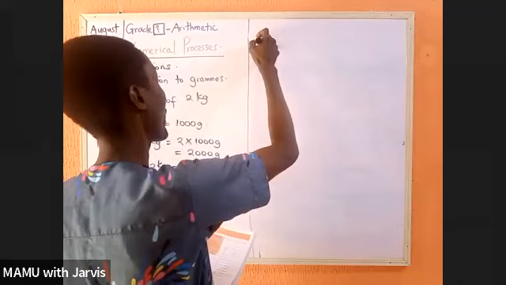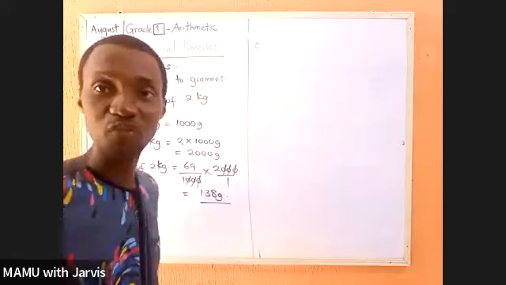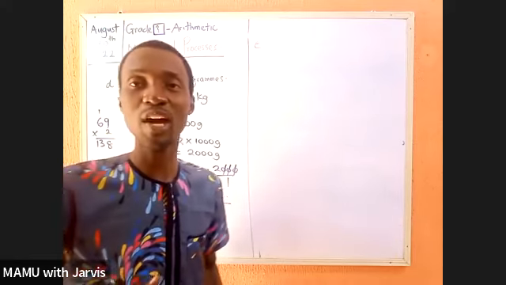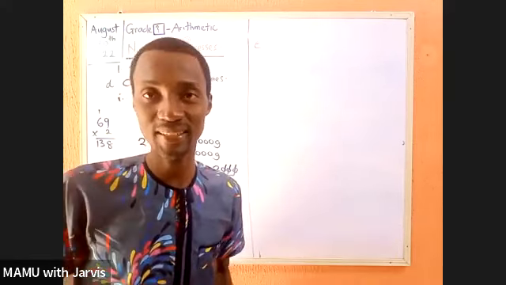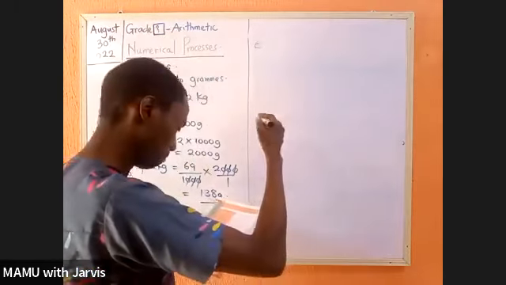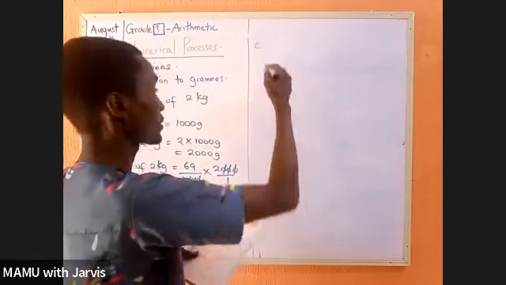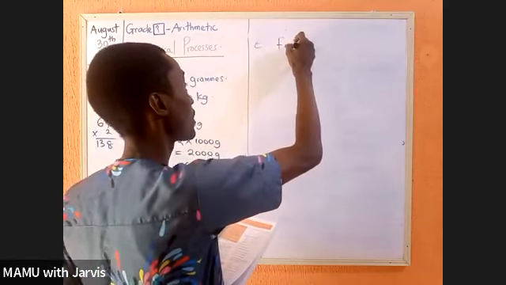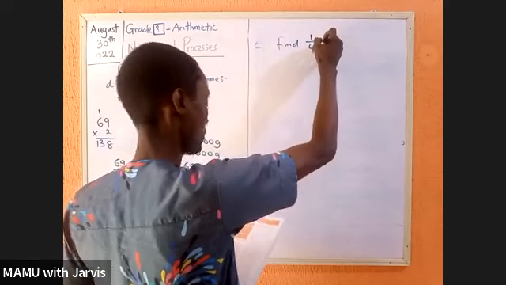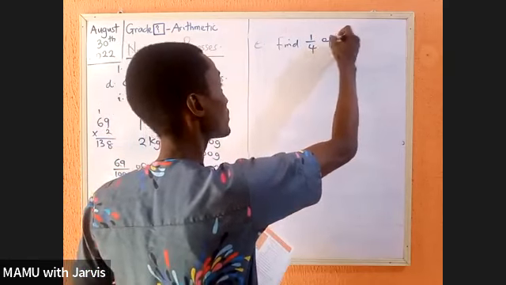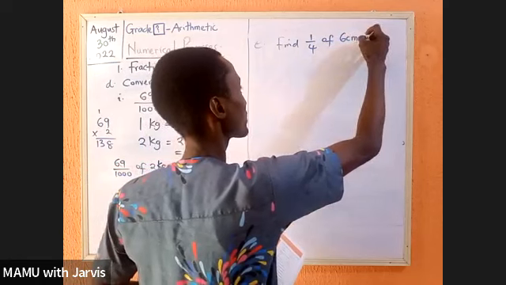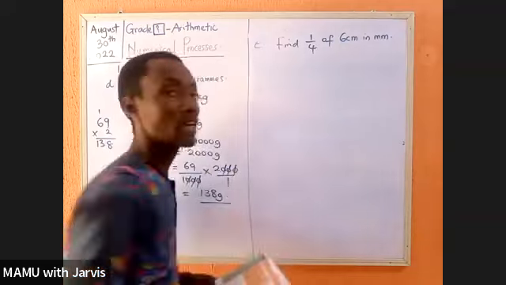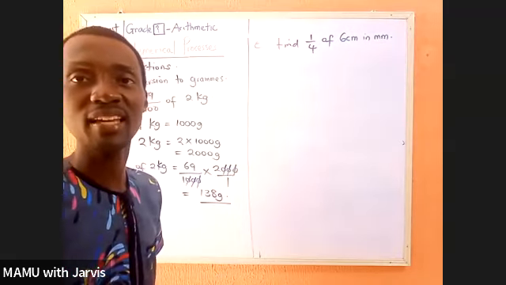So you can see that we can actually use fractions to teach conversions. We can use fractions to teach conversions. And the objective is to try to see how you apply the ideas, right? So let's go to millimeters. So find 1/4 of 6 centimeters in millimeters. That's the short-term form of writing millimeters. So we want the answer in millimeters.